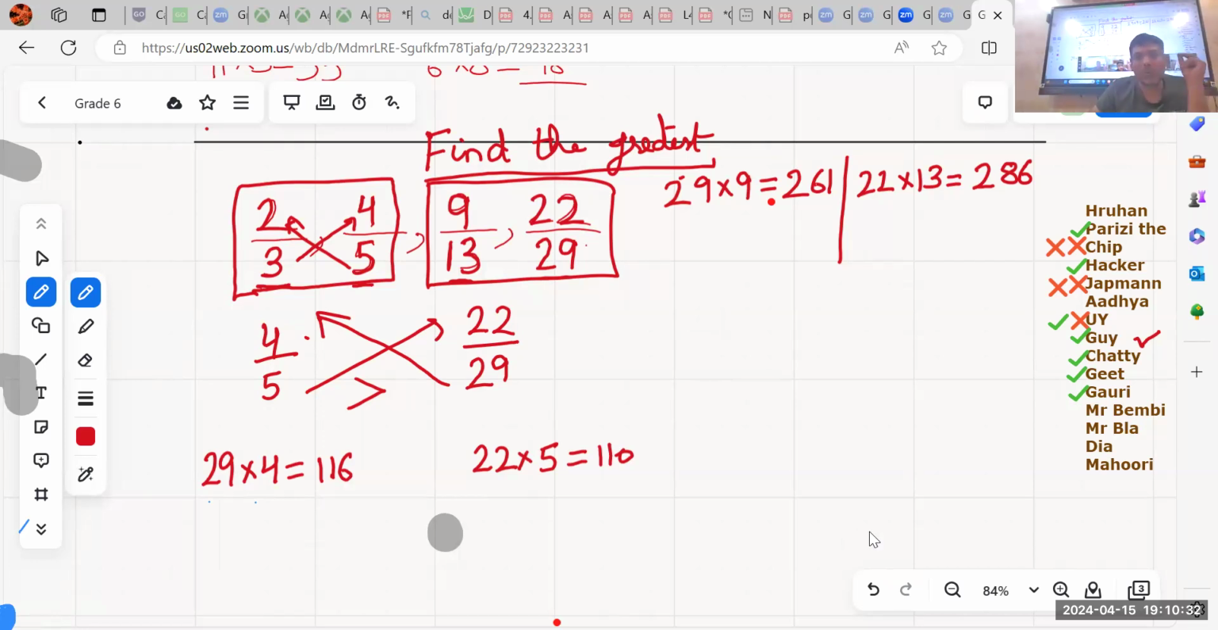Now your question should be, is this method allowed in school? Yes, this method is allowed in school. In CBSE, ICSE, IB, IGCSE, allowed in all boards. You can use this method without any problem. Now there is one more method, but I will not explain it because that is only for Olympiad. I'll explain it when we do the Olympiad class.